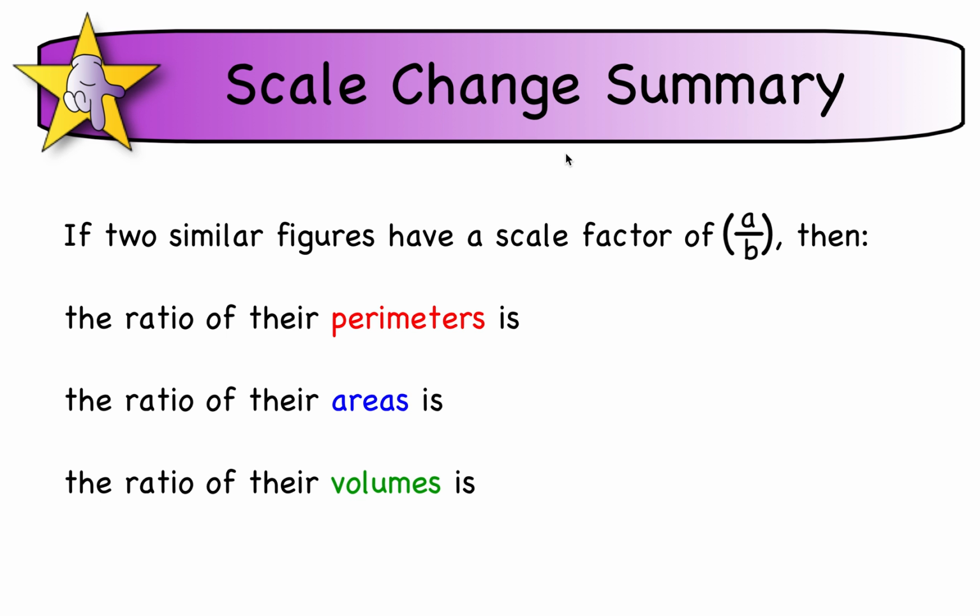So here's a summary for you. If two similar figures have a scale factor of A to B, if this is the ratio of their sides, then their perimeters have the same ratio. Their area has that ratio squared, and their volume is the same ratio to the third power, or cubed. Very, very important that you understand this.